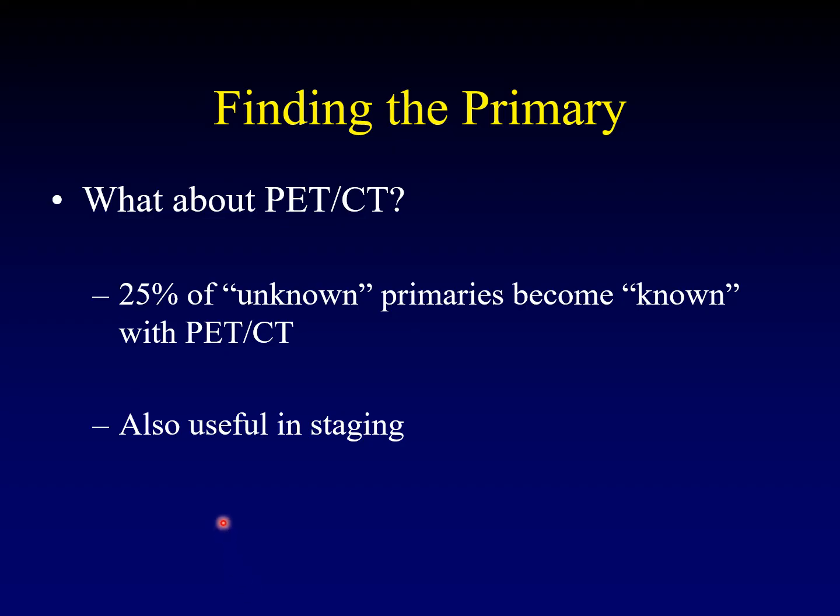So what about PET-CT? Can that help us in the setting of an unknown primary tumor? Well, it turns out that 25% of unknown primary tumors become known if you do a PET-CT. And when I say these, I'm talking about true unknown primary tumors, patients who have undergone the pan endoscopy, the physical examination, and the imaging. If you then do PET-CT, you'll find another 25%. Now, PET-CT also is useful in staging, so these patients might be undergoing PET-CT anyway because of their nodal disease.